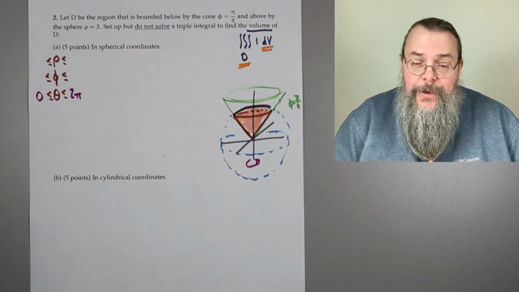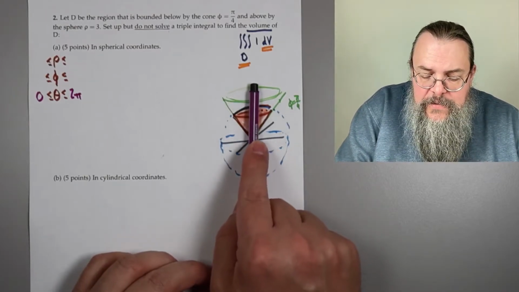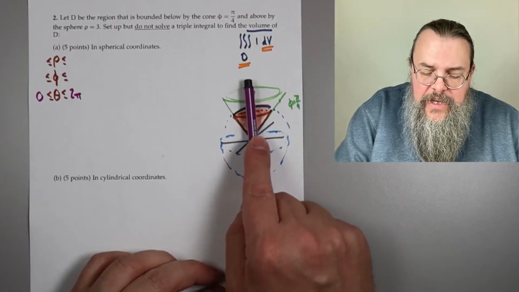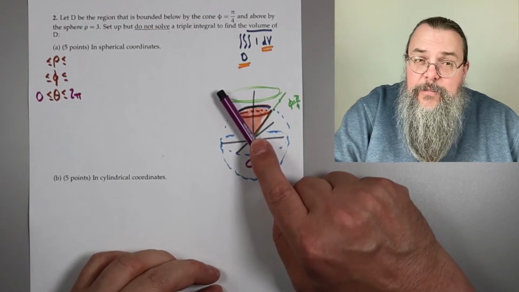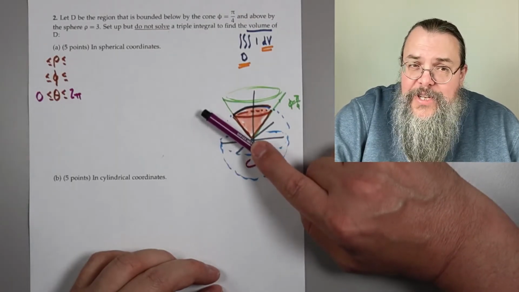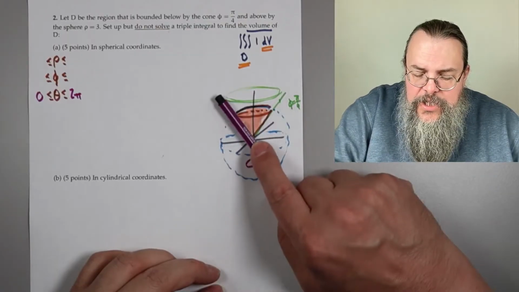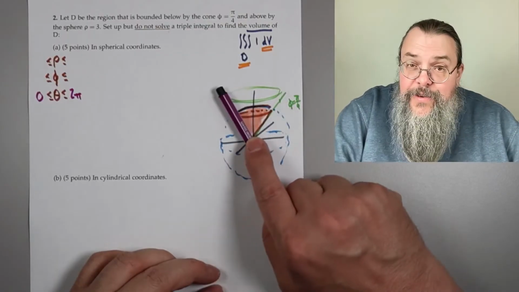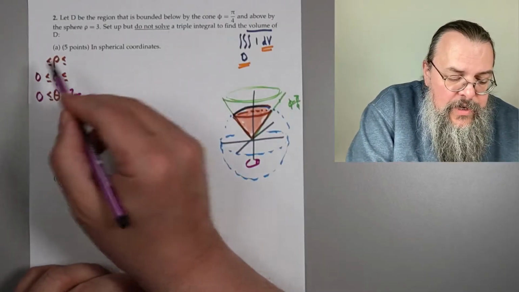What about phi? We've actually had this conversation already. Phi equals 0 is straight up, and then we keep going, and at phi equals pi fourths we've hit the boundary of the region. Larger values of phi completely miss our region. So the only values of phi where we're hitting our shape are between 0 and pi over 4.